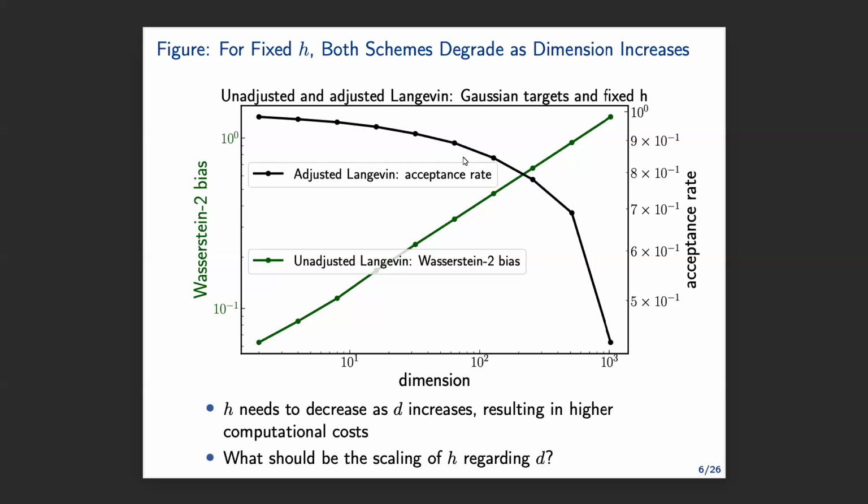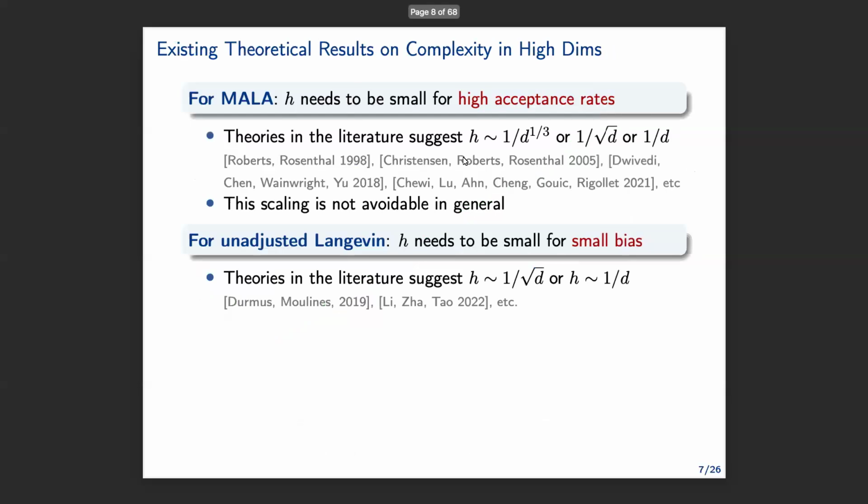So this illustrative example says that the step size must decrease as dimension increases. It also means you need more computational cost in high dimensions. The natural question is, what should be the scaling of h with respect to d to make both algorithms work in the high dimensional case? This is also a classical problem, and many theoretical results have been established in the literature. For MALA, h needs to be small for high acceptance rates, as we discussed. Theory in the literature suggests h is proportional to 1 over d to the power of 1 over 3.